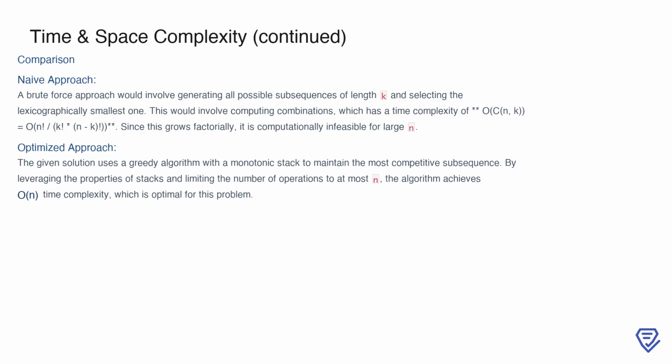In contrast, the optimized solution uses a greedy algorithm combined with a monotonic stack. By processing each element in nums exactly once and limiting stack operations to at most n, the optimized approach achieves a linear time complexity of O(n). This significant improvement makes the greedy, stack-based solution not only feasible but optimal for solving this problem.